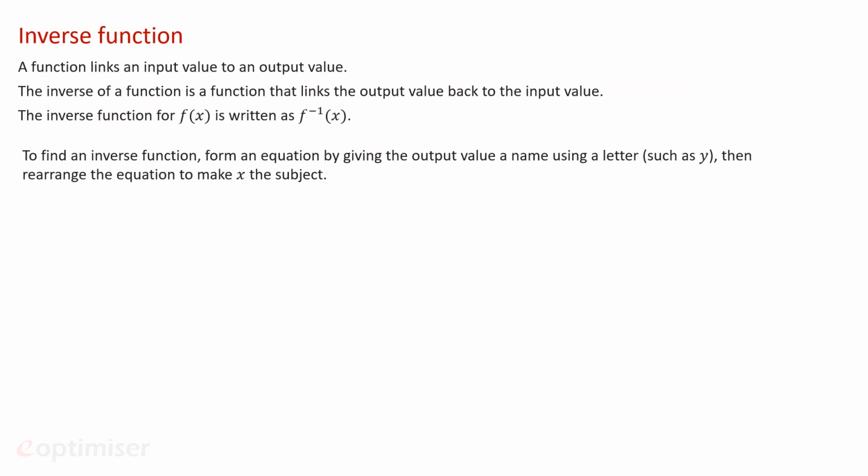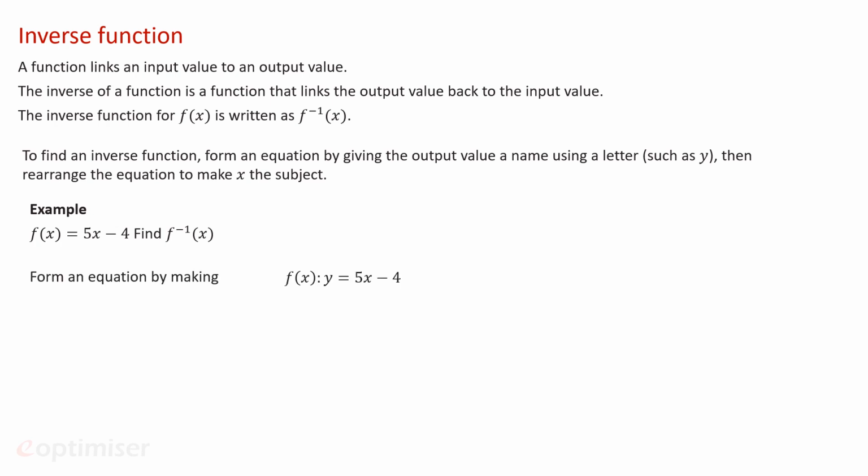Normally with functions, if you give the input, you get the output. That is a normal function. The inverse function is something where, if you give the output, you get the input. The other way around. So how do you find the inverse function? For example, they say the function is 5x minus 4, and they ask you to find the inverse function.